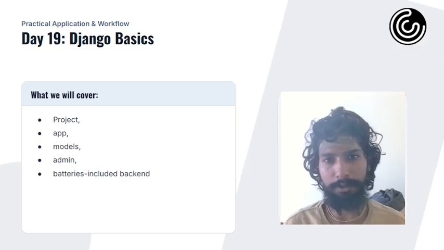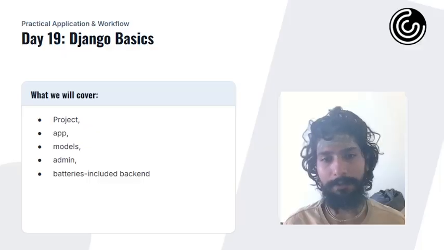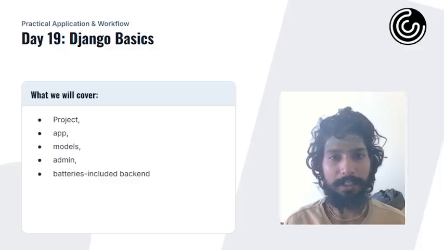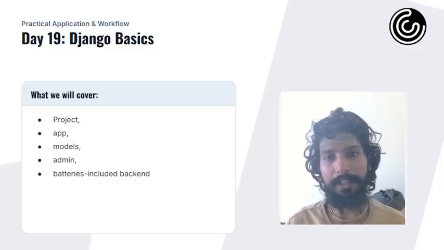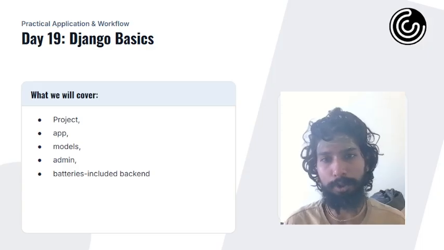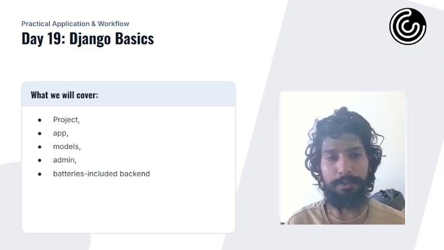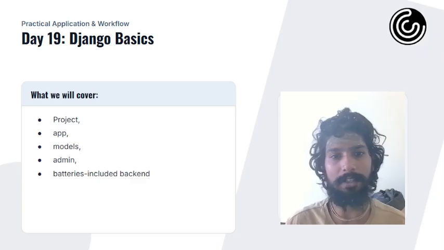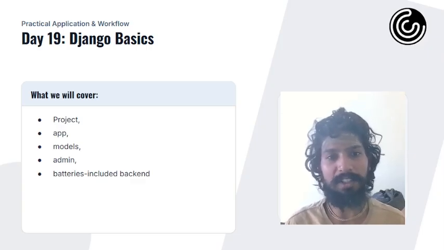Today we are learning Django, one of the most popular backend frameworks in Python. In the previous video, we created APIs using FastAPI and Flask. Both frameworks allowed us to create routes and return data. Django can also create APIs, but Django gives us much more out of the box. It provides database integration and ORM, authentication, user management, forms, security features, and an automatically generated admin panel.